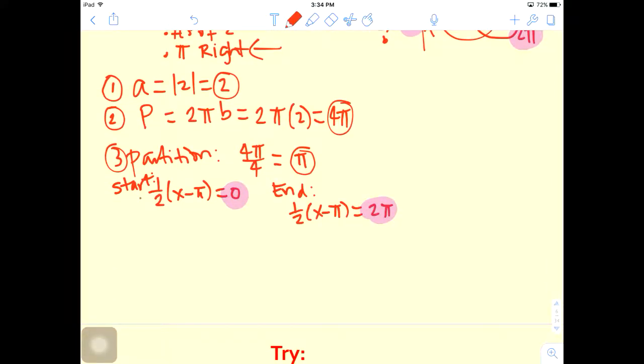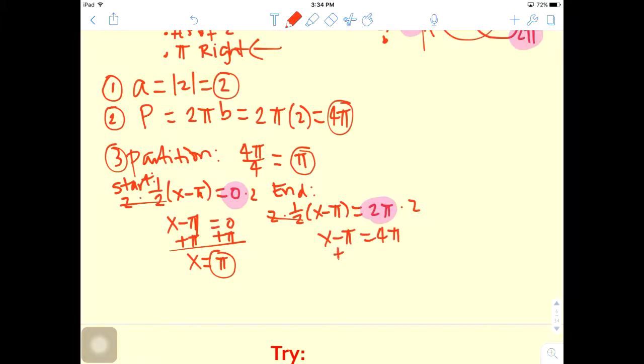So first thing we do is multiply by 2 to get rid of that half. So I have x minus pi equal to 0 still. Adding pi to both sides, I have x is going to start at pi. And same thing here on the other side. x minus pi equals 4 pi. Adding pi, x is equal to 5 pi. Okay, so we're going in nice and even numbers.